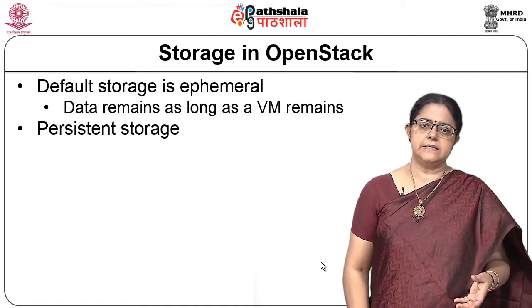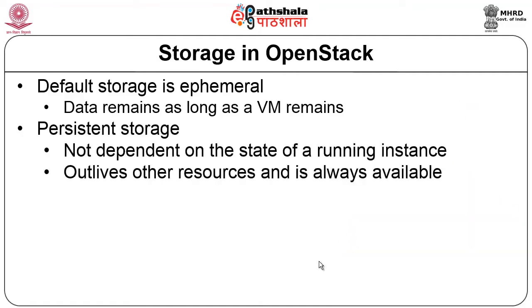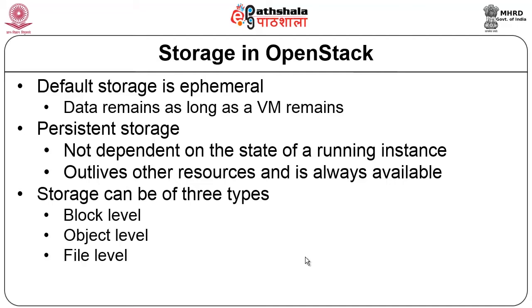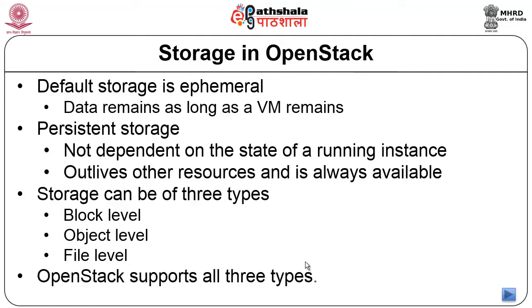There are 3 persistent storages. These persistent storages are not dependent on the instances that are running or the data that has been generated by any instance. They outlive the other resources and are always available. These are 3 types. One is the block level, one is the object level, and one is the file level. All 3 are available in OpenStack.